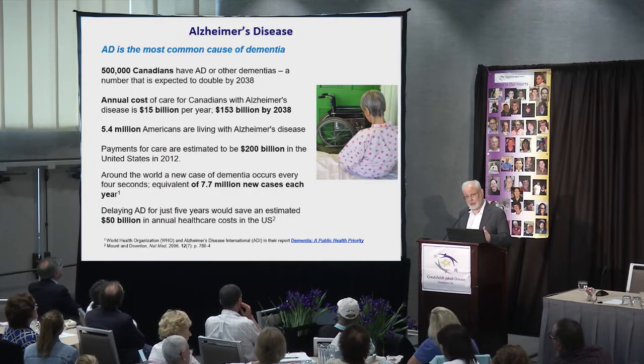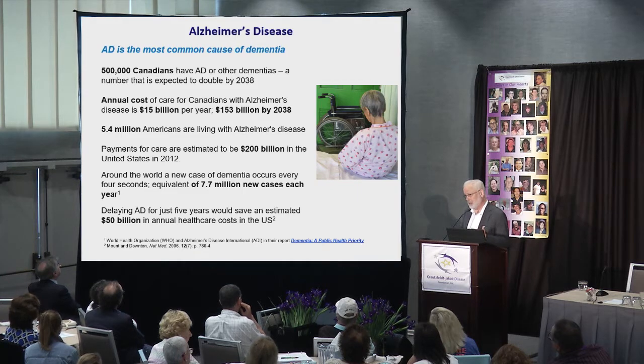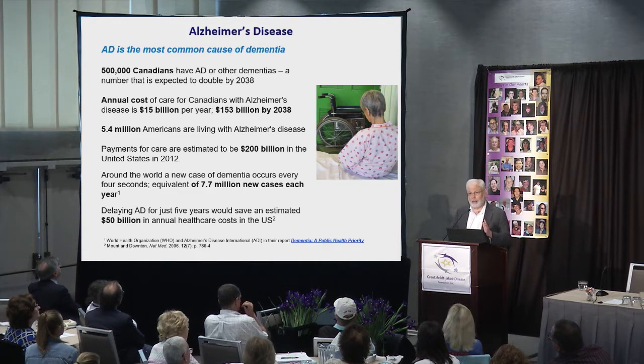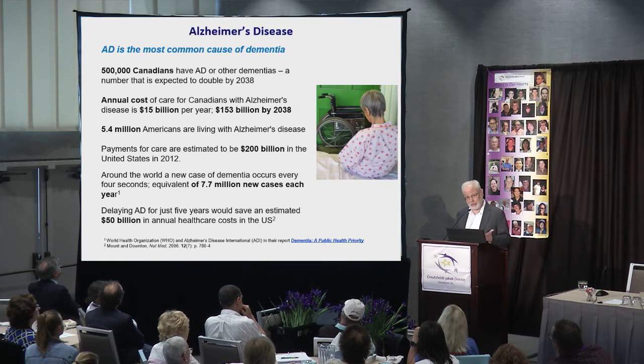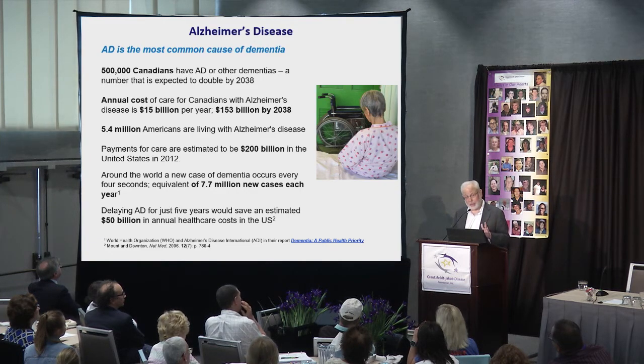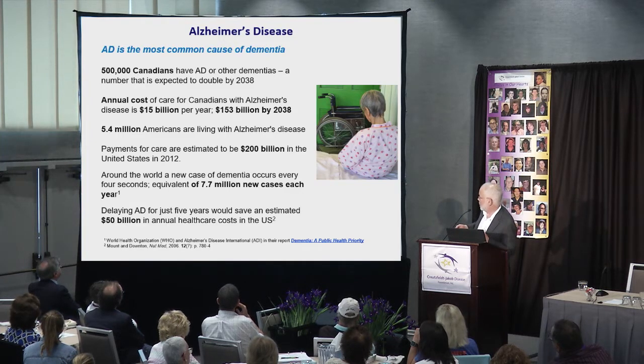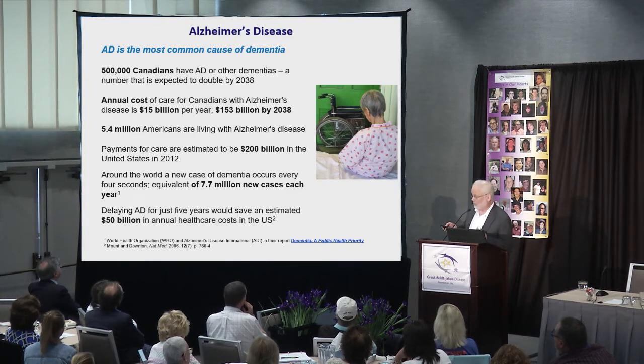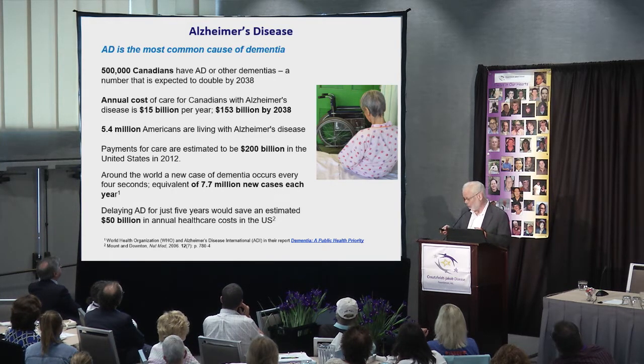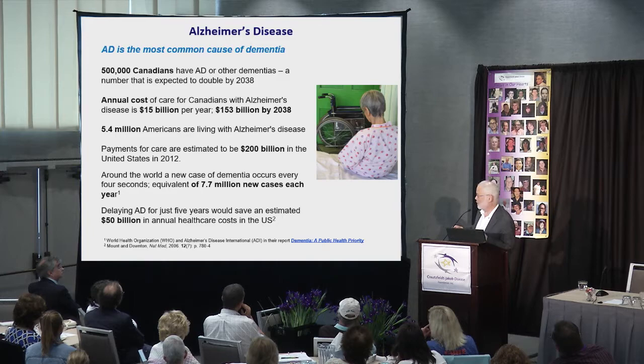Alzheimer's is not only very common, I have the statistics here for Canadians and Americans and worldwide statistics. It is a disaster for an individual, a disaster for a family, a disaster for the healthcare system, and now we are learning a disaster for the health economy. It has been estimated that Alzheimer's care in the United States is on the order of $200 billion a year.